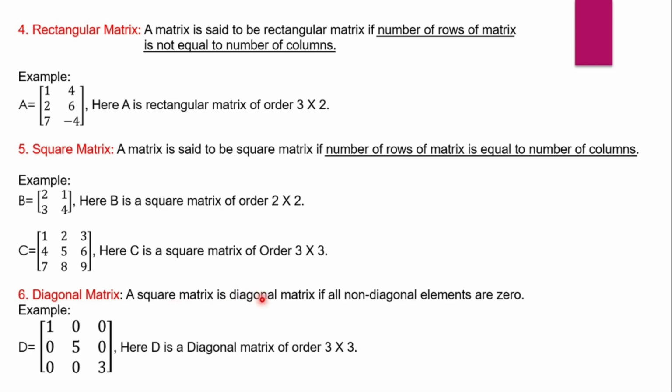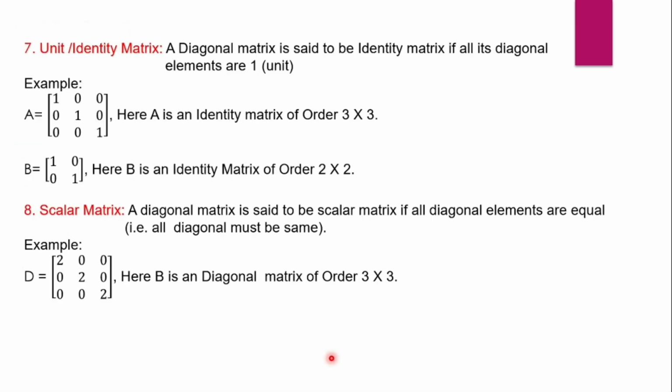So a square matrix is a diagonal matrix if all non-diagonal elements are 0. The key point is that non-diagonal elements should be 0. Non-diagonal means apart from these elements that I am highlighting. Apart from these elements, all the rest of the elements should be 0. So here D is a diagonal matrix of order 3 cross 3.